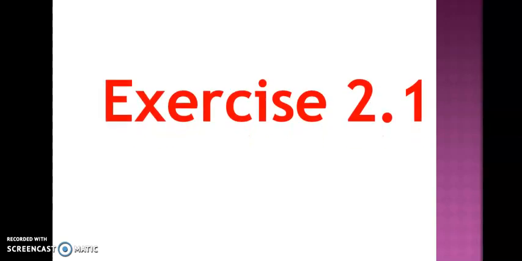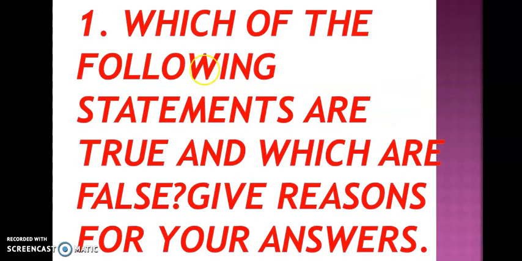Okay? Yes, here is your exercise 2.1. In that, the first question is, yes, it came here. Which of the following statements are true and which are false? Give reasons for your answers. Here, they have given some statements, and you have to say whether those statements are correct or not. And also, you have to reason it out, like how it will be true or false. Okay? Yes, here is our first statement. Only one line can pass through a single point.